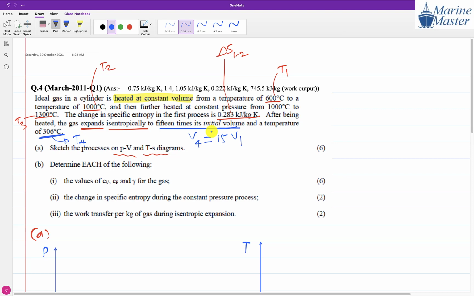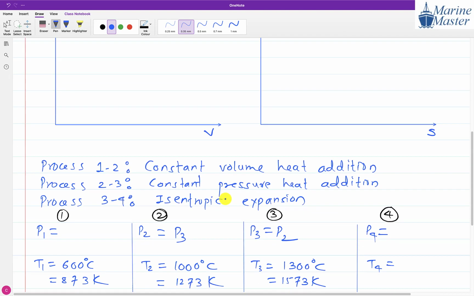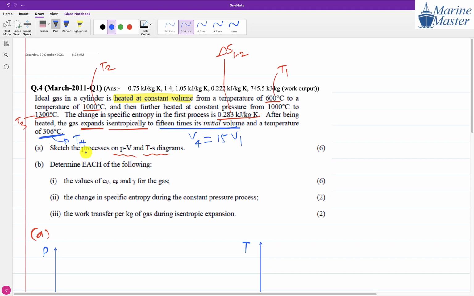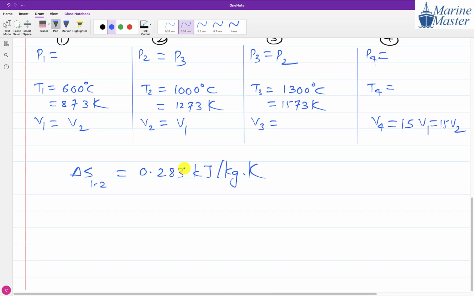After being heated, the gas expands isentropically to 15 times the initial volume. Means what? V4 will become what? 15 times V2. V4 is 15 times V2. Same. Any doubt in this discussion? No, sir. Then these are the given things to us.